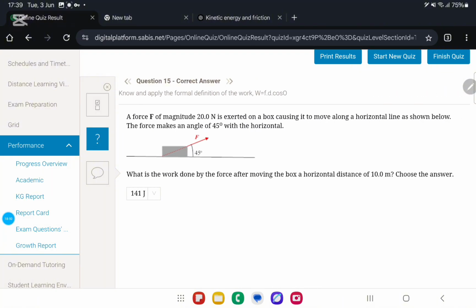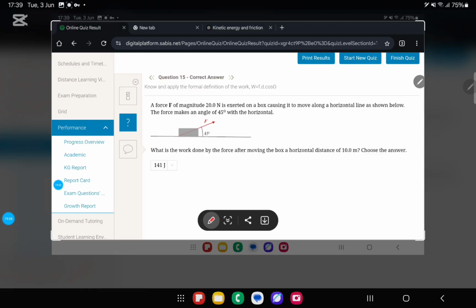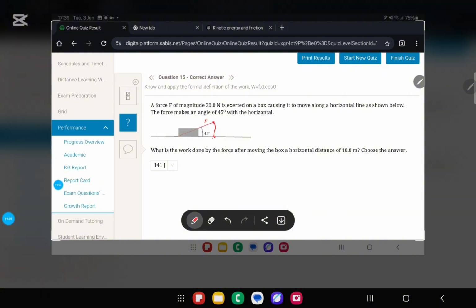Now for question 15. A force F of magnitude 20 newtons is exerted on a box causing it to move along a horizontal line as shown below. The force makes an angle of 45 degrees to the horizontal. I'm going to give you a short explanation. Imagine this as a triangle. Now, the force, which is 20 newtons over here, is pulling it from here, right? Now, they're asking for the horizontal force that makes an angle of 45 degrees with the horizontal. They're asking for this side.